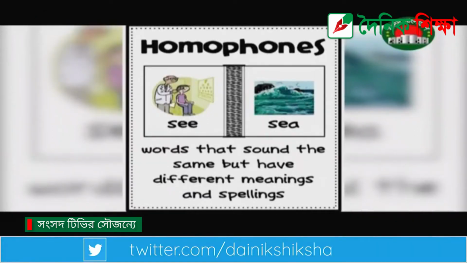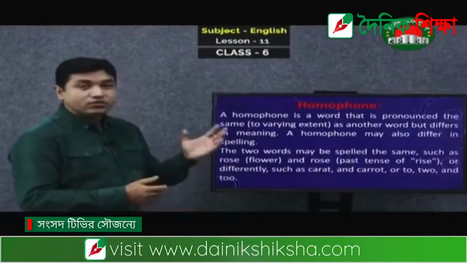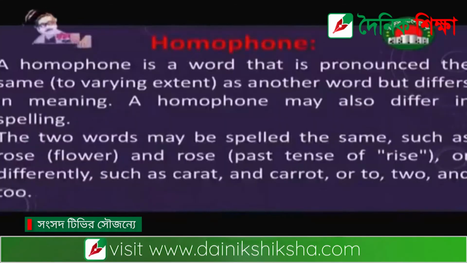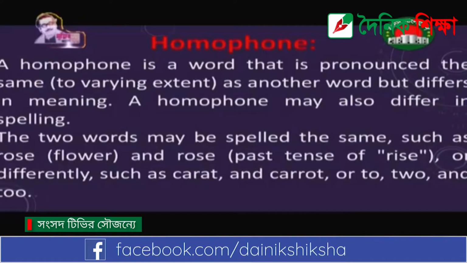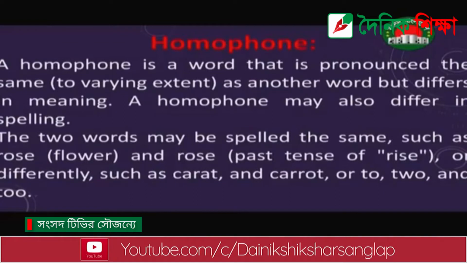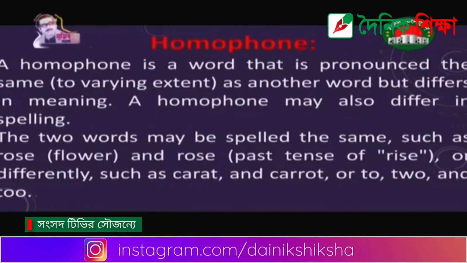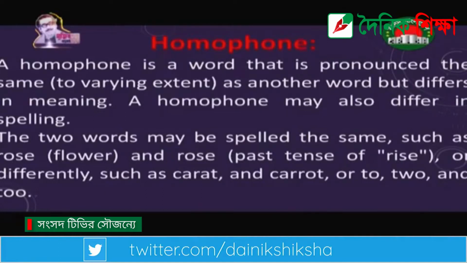Okay, let's see what homophone is. A homophone is a word that is pronounced the same to varying extent as another word but differs in meaning. A homophone may also differ in spelling. The two words may be spelled the same, such as rose, that means flower, and rose, it means past tense of rise, or differently, such as carrot and carrot, or two, two and two, as you can see in the screen.